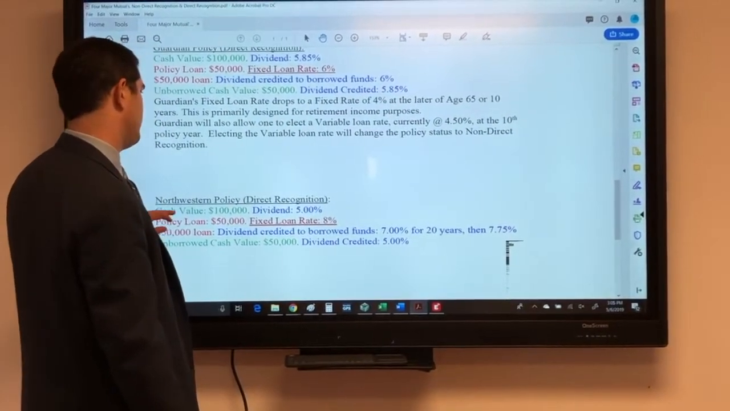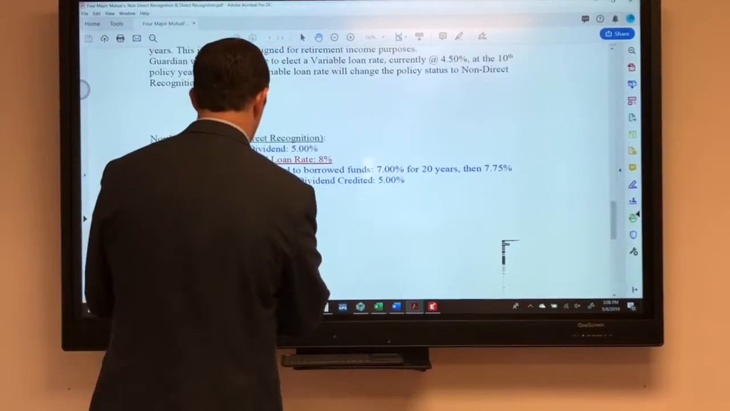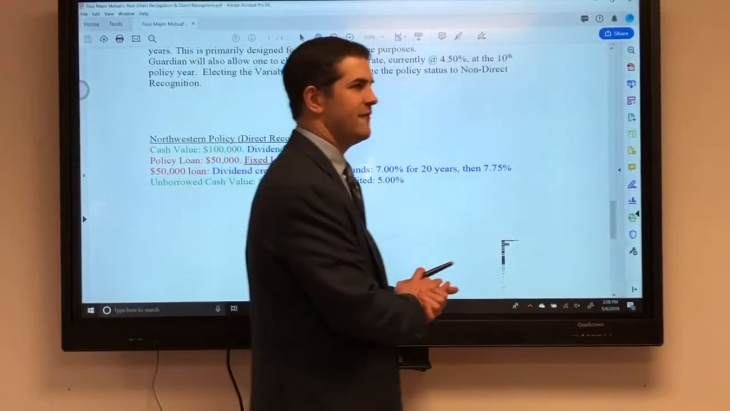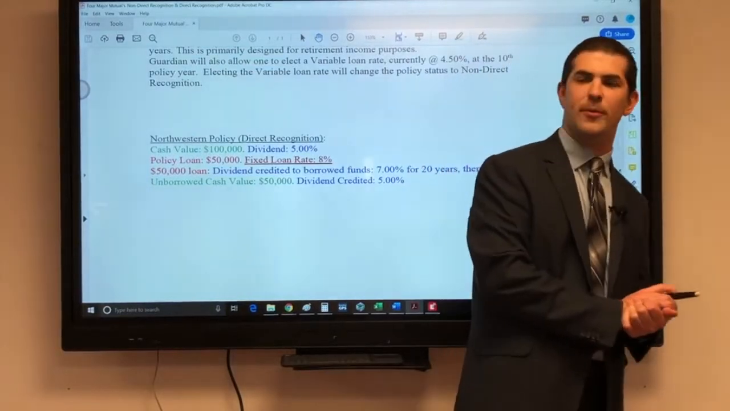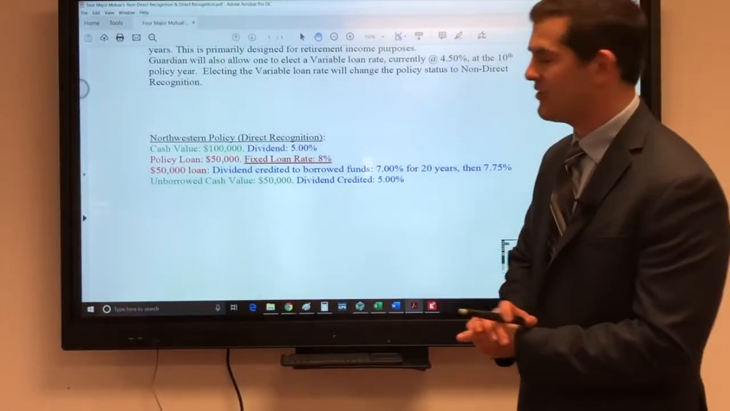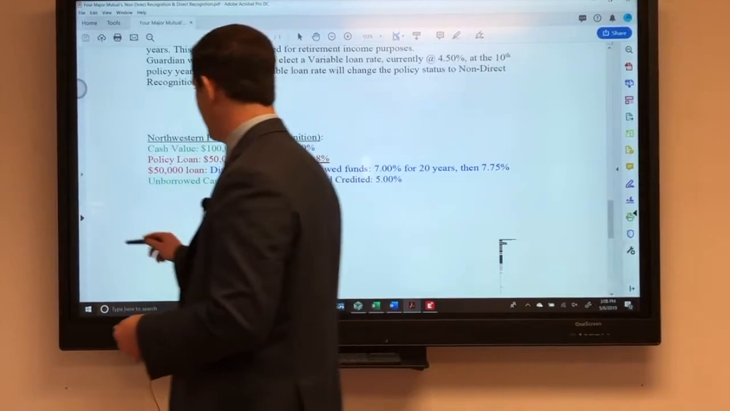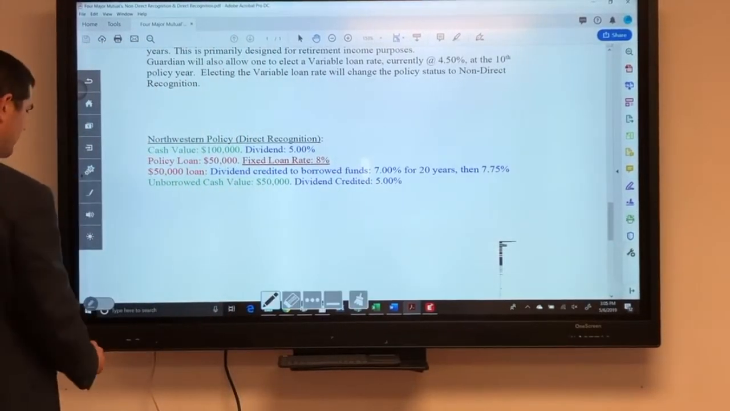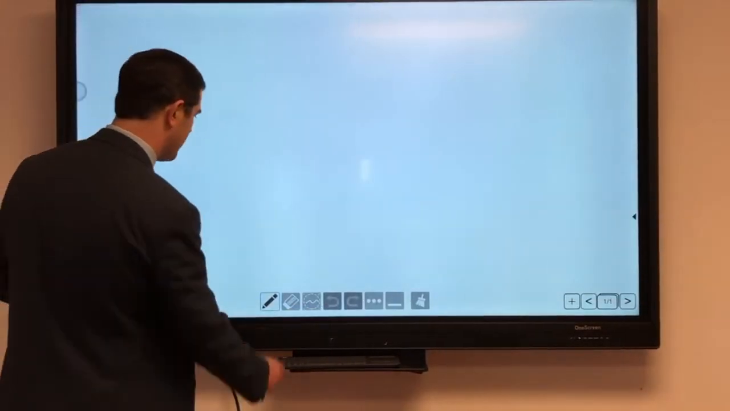Northwestern Mutual, which is direct recognition. Current dividend rate 5%, fixed loan rate of 8%. On paper, sounds horrible. It's actually not that horrible. They do something to help their policyholders. Similar to Guardian, not the same, but it is similar.